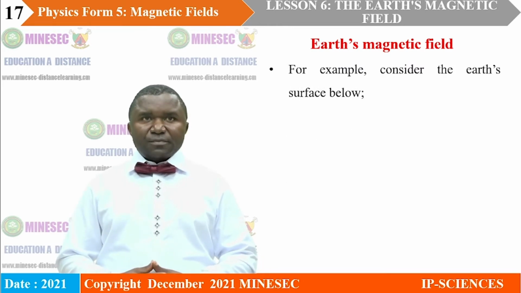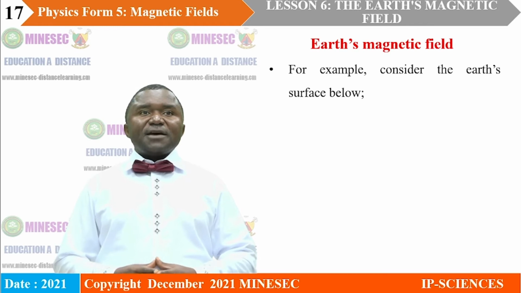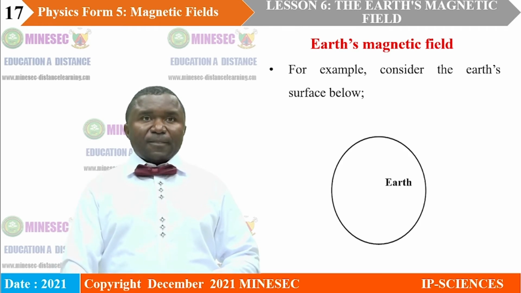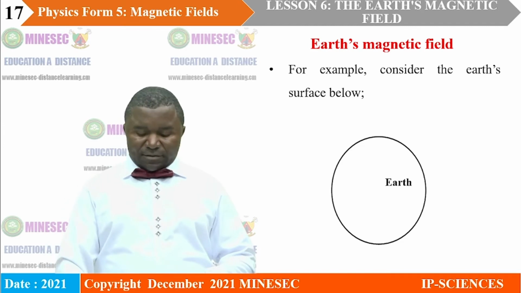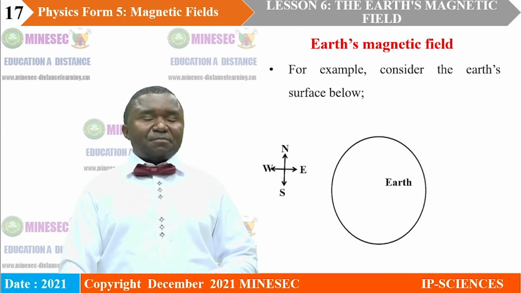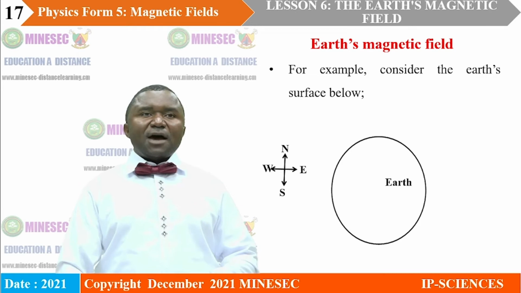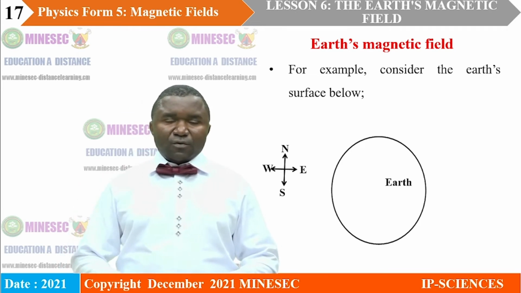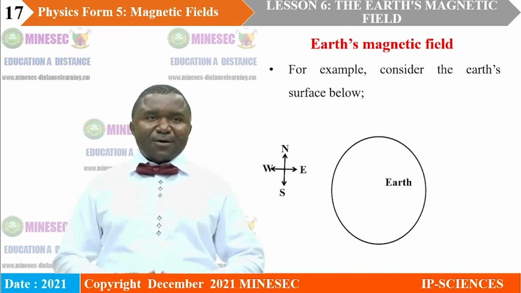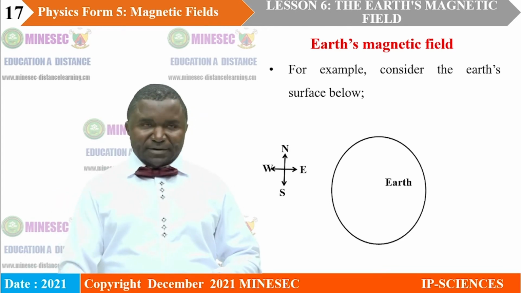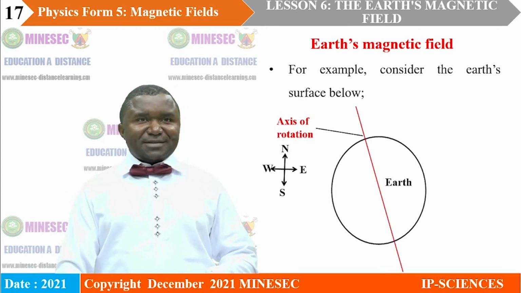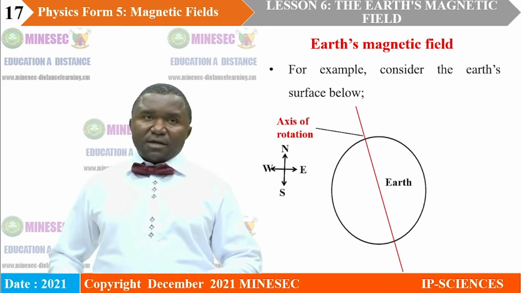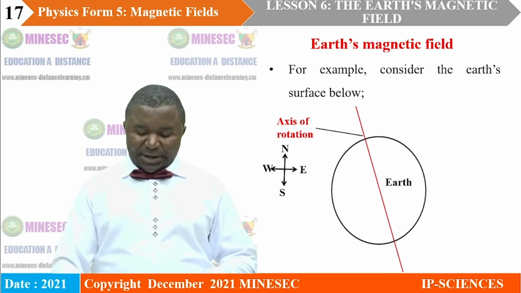For example, consider the Earth's surface below. We have the Earth, which is spherical in shape, and if we are to consider our cardinal points, the north will be up, the south down, then the east and the west. So the Earth's axis of rotation cuts through the Earth.